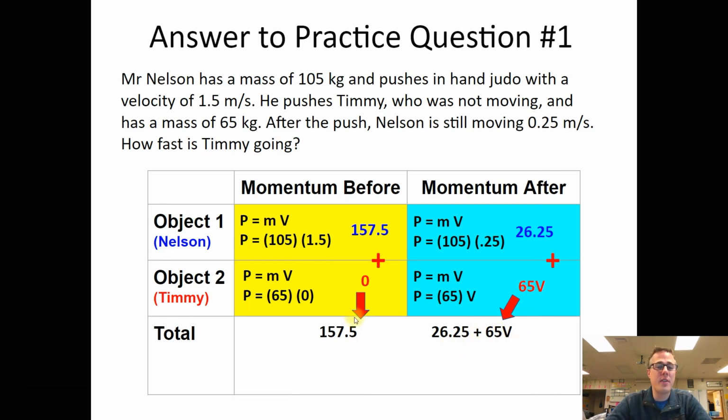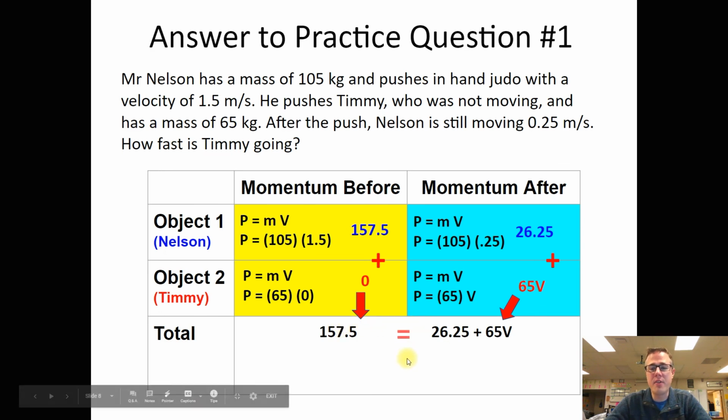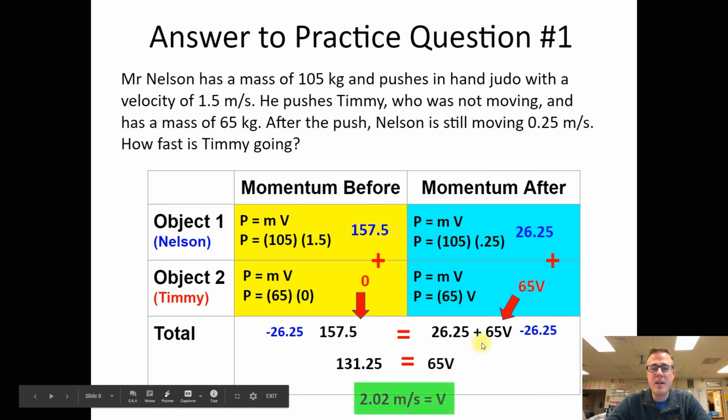Now we can set the before side equal to the after side, and now we have another algebra expression. We have to get rid of the addition part first, so in order to undo addition, we have to do some subtraction. So we're going to subtract 26.25 from both sides, and we get this expression. Once we've done that, now we have to undo the 65 times v by dividing. When we divide, we get 2.02 meters per second for Timmy's velocity.